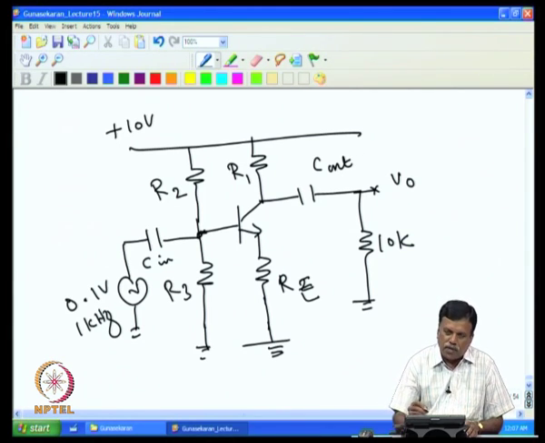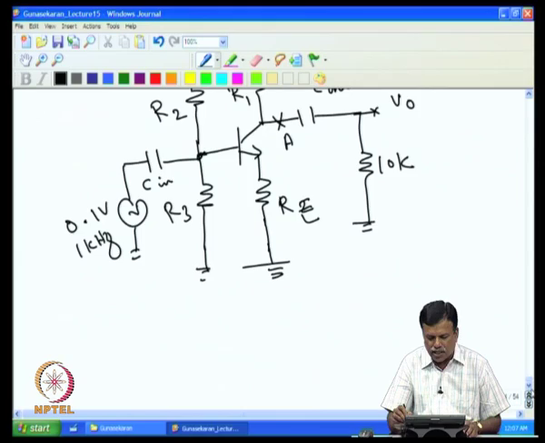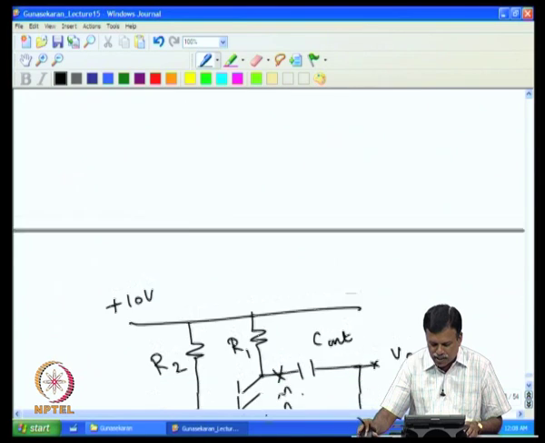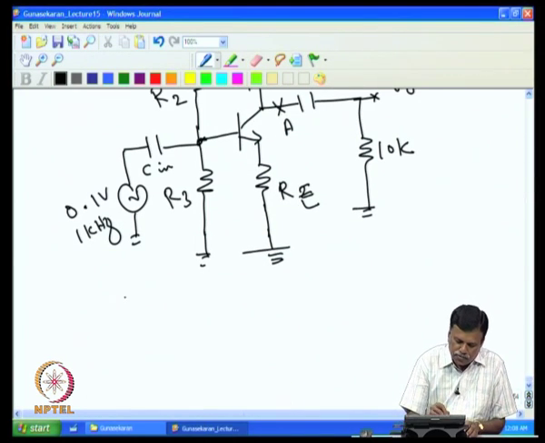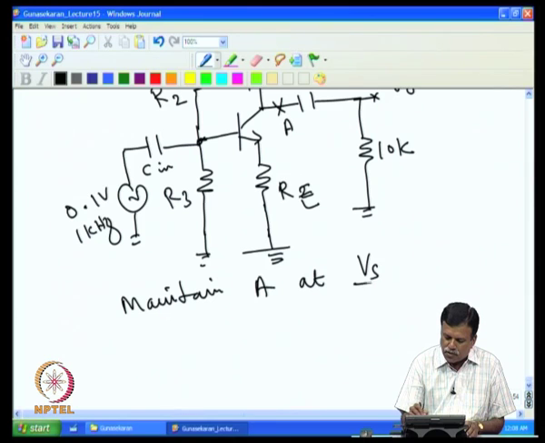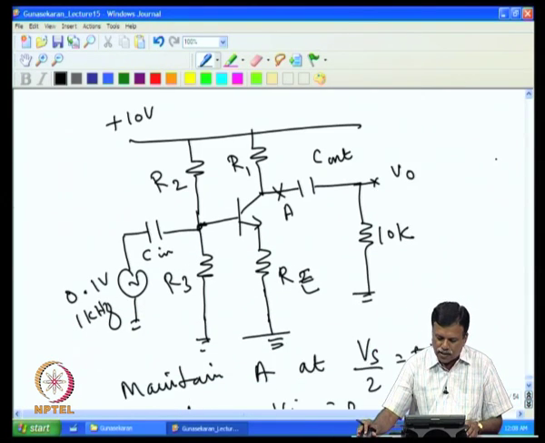In all these designs, it is better to keep the operating point, that is this point, at mid value of the power supply. Power supply voltage is 10 volt. So I call this point A. Without any input signal, keep this point A at half of the supply voltage. So our policy would be to maintain A at V supply by 2, that is equal to 5 volt when V input is equal to 0. When there is no input voltage, then make sure that the point A is at 5 volt. That is the first step that we have to keep.